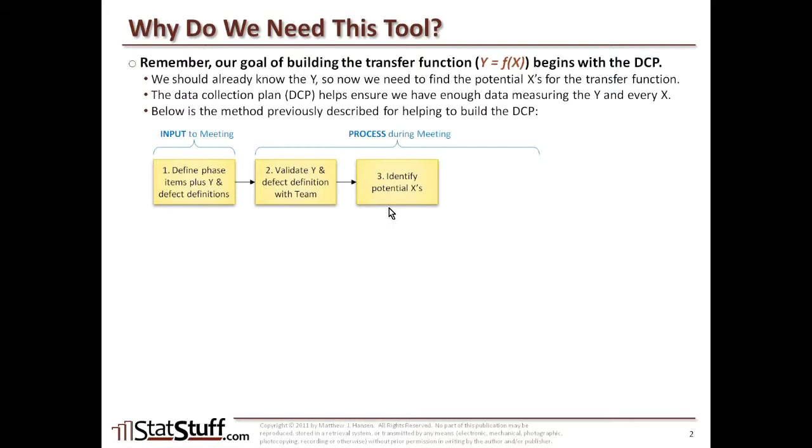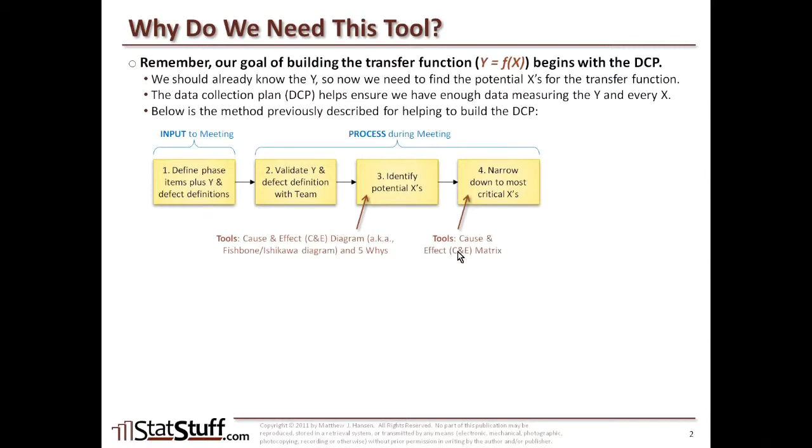And next we want to identify all the potential x's that the team believes could be part of that transfer function. We might use several tools again, like the cause and effect diagram, which is also the fishbone and Ishikawa diagram, and also the 5 whys tool. Once we've identified the potential x's, then we move on to the next step, which is narrowing down those potential x's to what we consider to be the most critical x's. This is where we might use the cause and effect matrix, or the C&E matrix, to figure that out.